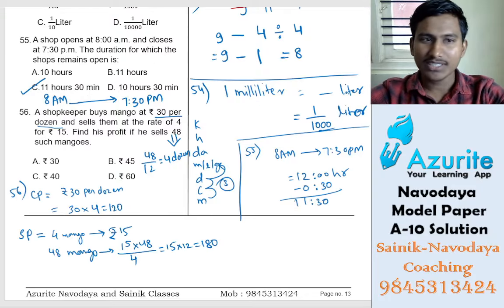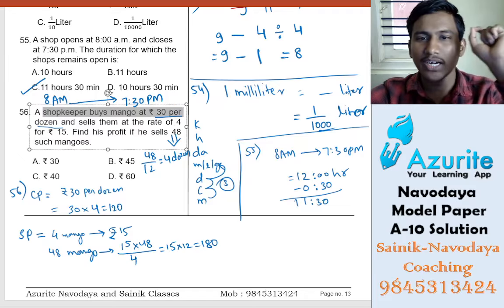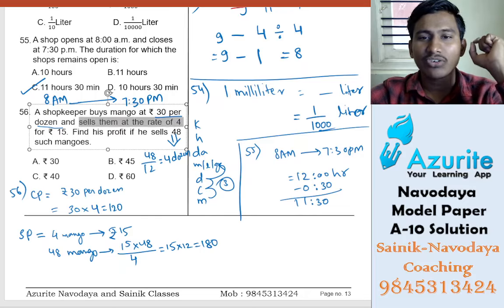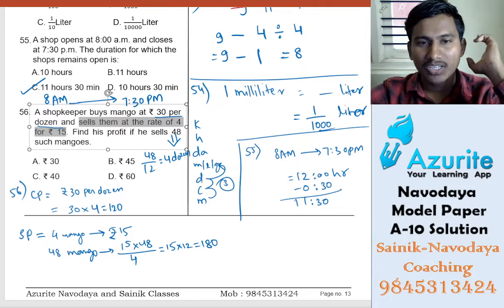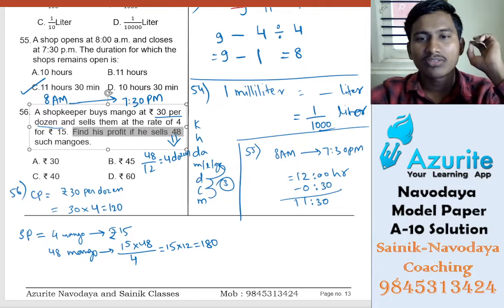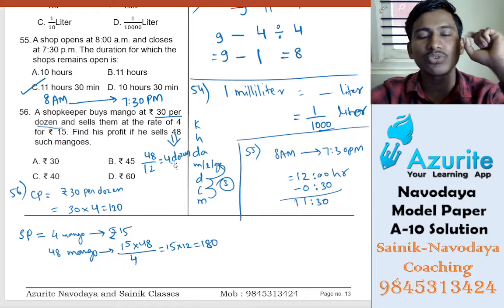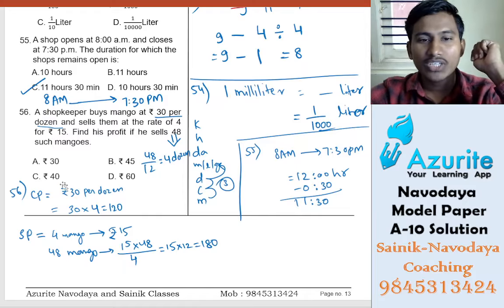So here students, that is 56th question, right? So what is the question? A shopkeeper buys mangoes at rupees 30 per dozen, and sells them at the rate of 4 for 15 rupees. Find his profit for 48 such mangoes. So here 48 mangoes means how many dozen? 48 by 12. If you divide, it will become 4 dozen mangoes. So here he is taking cost price at 30 rupees per dozen.